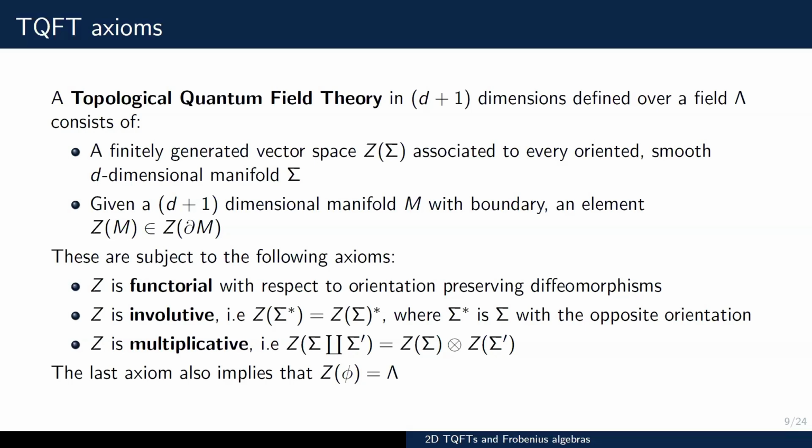No. Z does not take the Z. If we take a d+1 dimensional manifold, it will give us an element in the vector space represented by the boundary, delta M. So its boundary will correspond to a vector space. The manifold corresponds to an element in that very same vector space. Okay. We'll talk about it later. That's okay. Good.